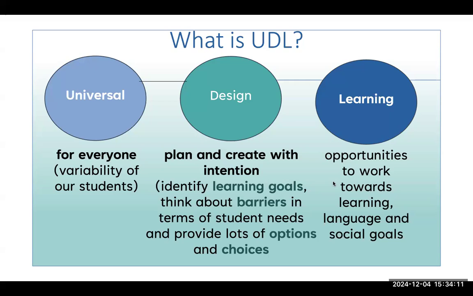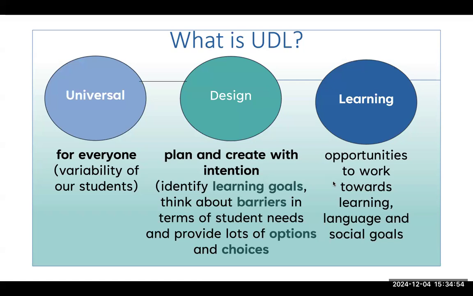One that we will consider in this series is universal design for learning. If we just do a word explosion, universal really refers to everyone. It's that variability of our students, thinking specifically about their individual learning needs. And then when we consider what design is, it's planning and creating with intention. We want to ensure that we've got identified learning goals. We want to think about any of those barriers that might get in the way of learning, and then provide lots of options and choices for students to access the learning in different ways. And we'll talk about what those choices and options could look like.